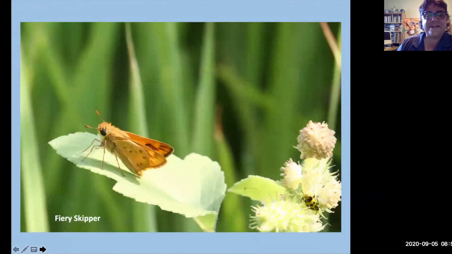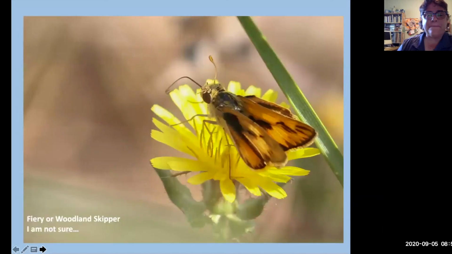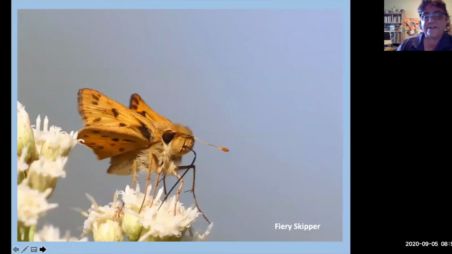And a fiery skipper. This is the most abundant butterfly on cocklebur at Bixby. Beautiful butterfly. This is either a fiery, but it could be a woodland. I'm not really sure, so I don't want to say something positively if I don't know. But I know this is a fiery up on top of a mule fat flower. Beautiful, beautiful butterfly.